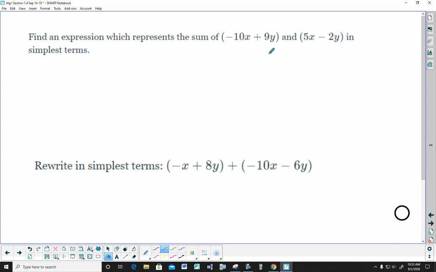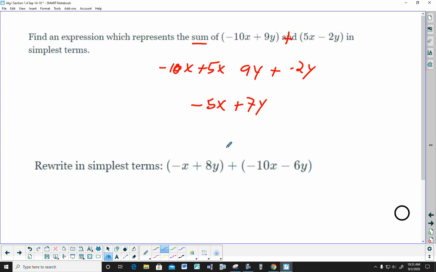Find an expression which represents, so again, they're giving you it in words, and it says a sum of these two things rather than a difference. So a sum really is you're just going to put a plus in between these and then combine like terms. Negative 10x, and you're adding a positive 5x to it. So negative 10x plus a 5x is negative 5x. 9y minus 2y, you're adding this together. So that's 9y plus a negative 2y. So that's going to give you a positive 7y. And that would be your answer.